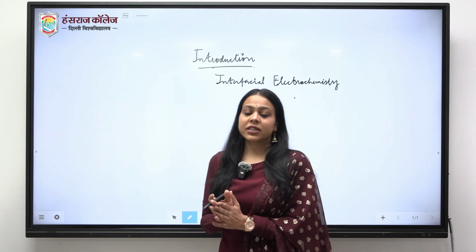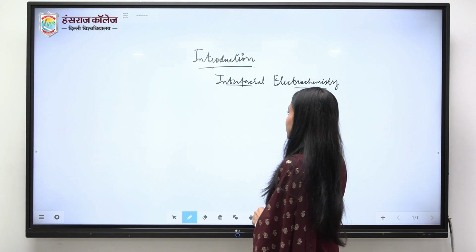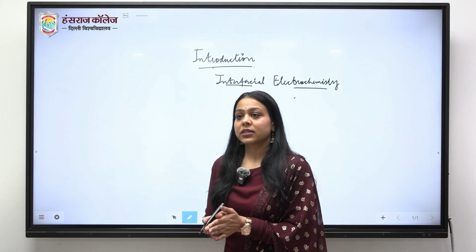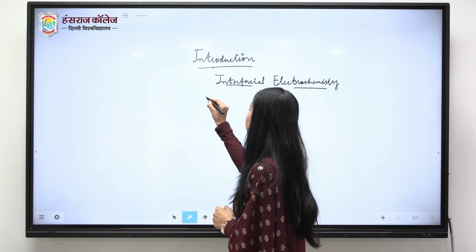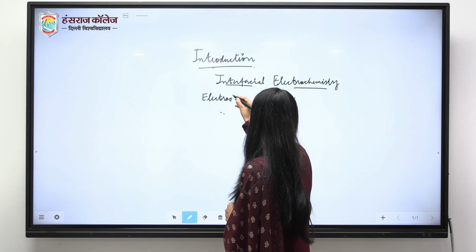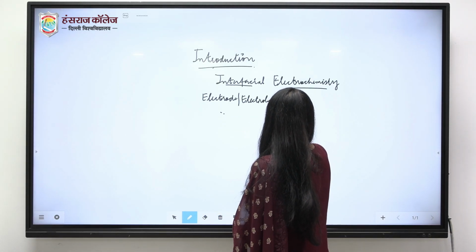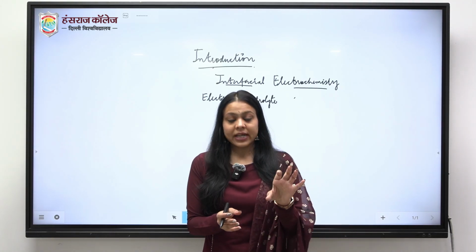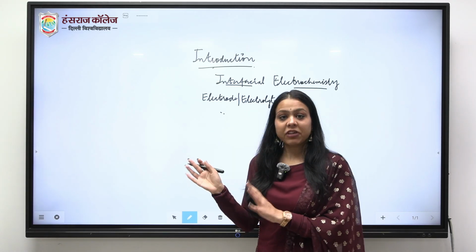As the name suggests, it comprises two things: interface and electrochemistry. When we talk about interface, there are two things: electrode and electrolyte. So there will be an interface which is the electrode-electrolyte interface. Since the electrode is comprised of a metal and the electrolyte is a liquid, this slash represents the phase change.